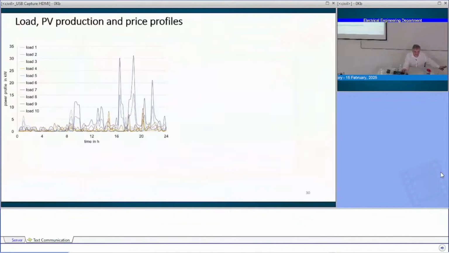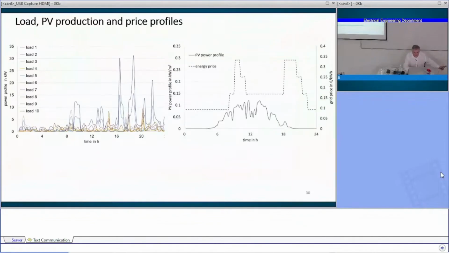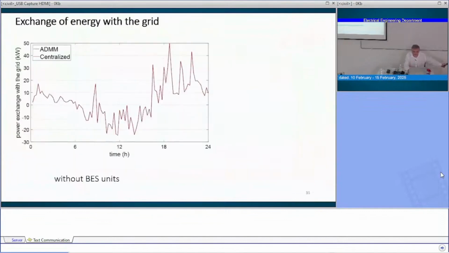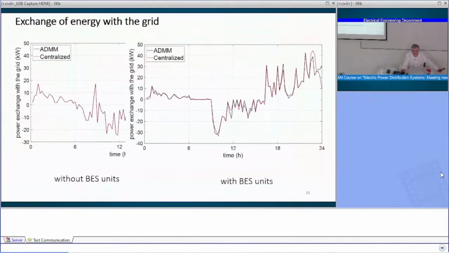These are the profiles for the load and PV production. This is the price of the resellers that we have considered. These are just the data for the area of the PV panel for each of the 10 users and the size of the batteries. It is limited because they are low voltage users. And this is the comparison between the results of the distributed optimization and centralized optimization: practically the same without batteries, and this is with the batteries.